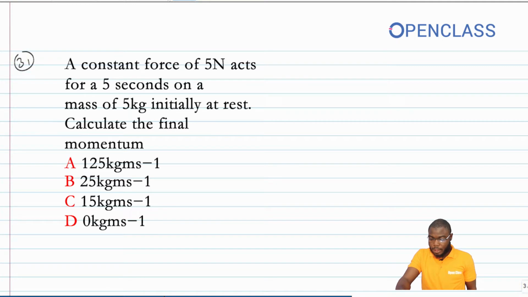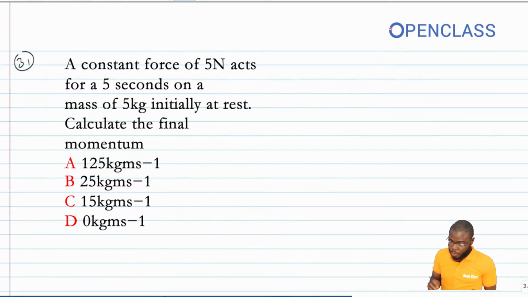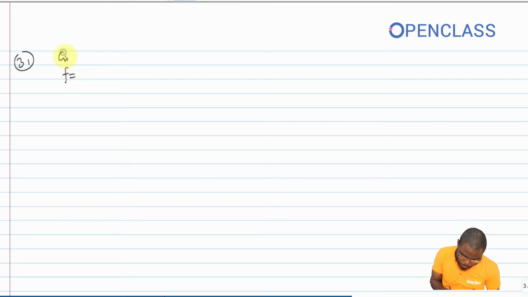Now, question 31 says a constant force of 5 Newton acts for 5 seconds on a mass of 5 kg initially at rest. Calculate the final momentum. So we have a constant force of 5 Newton acting for 5 seconds upon a 5 kg mass initially at rest. Find the final momentum. Here, this is under momentum, as you can see. We're given force F equals 5 Newton, and time t equals 5 seconds.